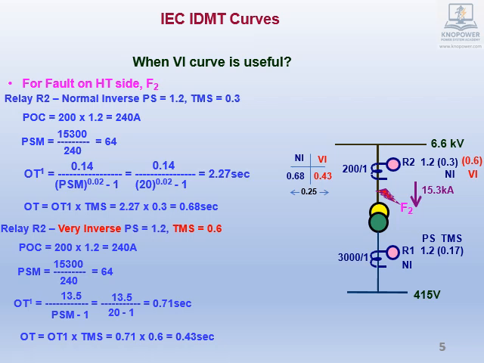For VI, OT1 equals 13.5 by 20 minus 1 equals 0.71 second. OT for TMS of 0.6 equals 0.71 into 0.6 equals 0.43 second. This is almost 0.25 second or 250 milliseconds lower than that using NI characteristic. The advantage of using VI characteristic for relay on HT side of transformer is obvious now.